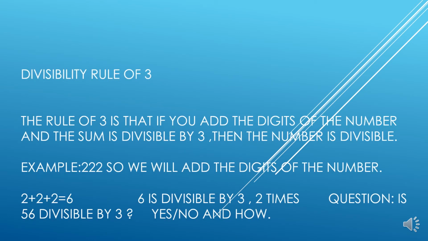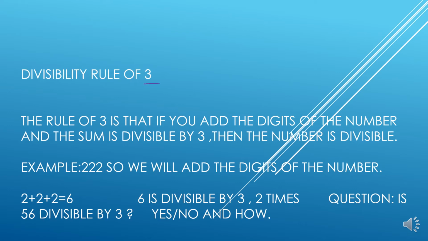So the divisibility rule of 3. The rule of 3 is that if you add all the digits of the number and the sum is divisible by 3, then the whole number is divisible. Now this is a little tricky, so that's why I took a number example. For example, 222. So we will add the digits.